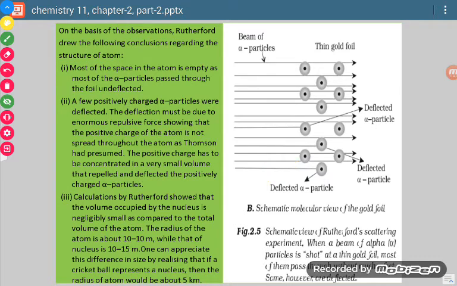One more thing is said, that the volume occupied by the nucleus is very small compared to the total volume of the atom. The radius of the atom is about 10 raised to power minus 10 meters, whereas the radius of the nucleus is about 10 raised to power minus 15 meters. So we can say that there is large vacant space inside the atom.